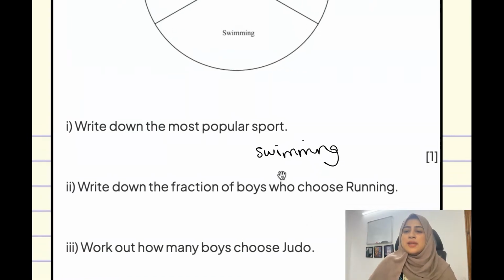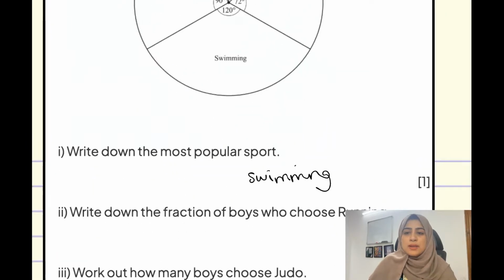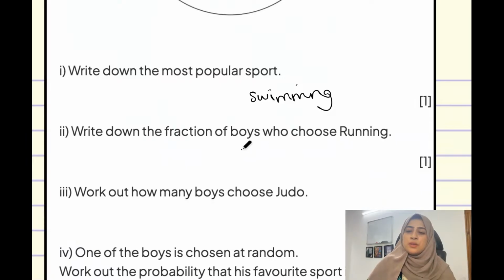Now, the next part is saying which fraction choose running. So we know that 72 degrees out of 360 choose running, because the total of all the parts of a circle is 360, which is 1/5.